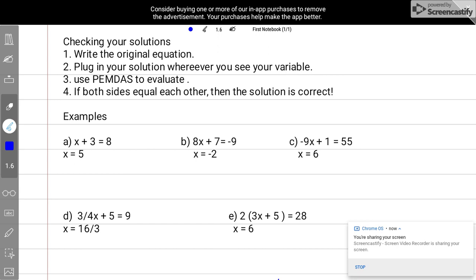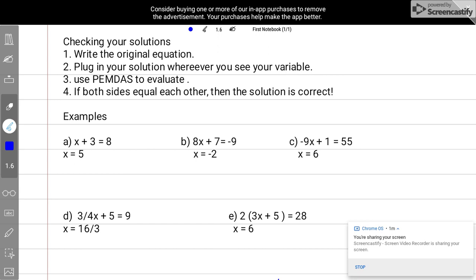And then you're going to plug in your solution wherever you see your variable. You're going to use PEMDAS to evaluate. And if both sides equal each other, then the solution is correct. So I will explain what that means more after we see an example, and I think it's going to make a little more sense too. So let's dive right into the first one.